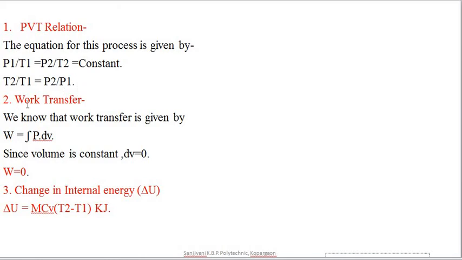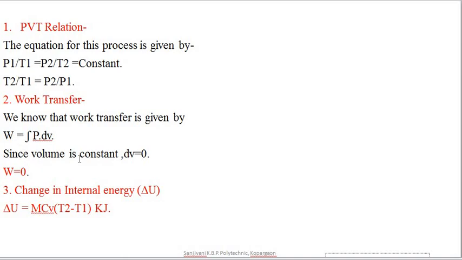Then the second parameter is the work transfer or the work done during the process. Now we know that work transfer is represented by capital W, and it is given by the expression integration of pressure into change in the volume. We have seen that work transfer is measured by the product of pressure and change in the volume. Integration means the total work transfer from the initial state point to the final state point. So integral P dV is the relation to find the work transfer.